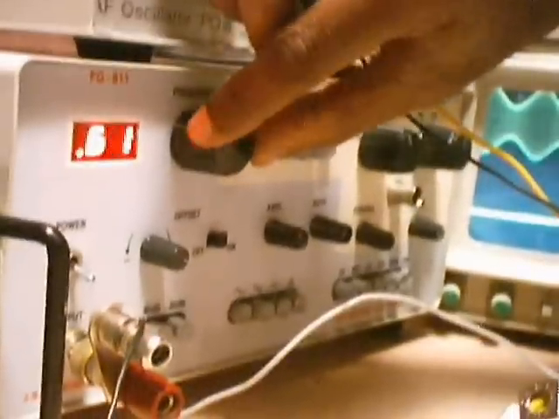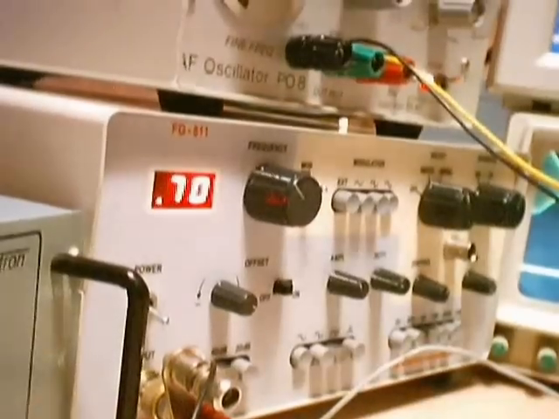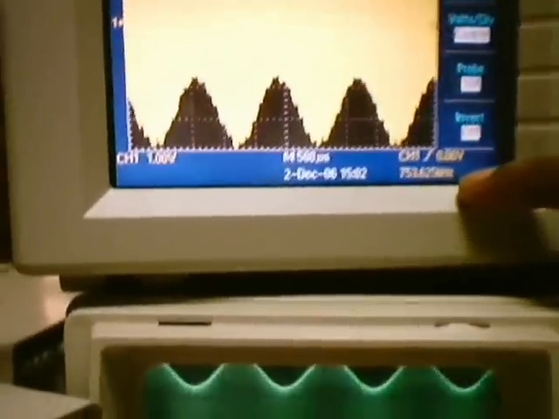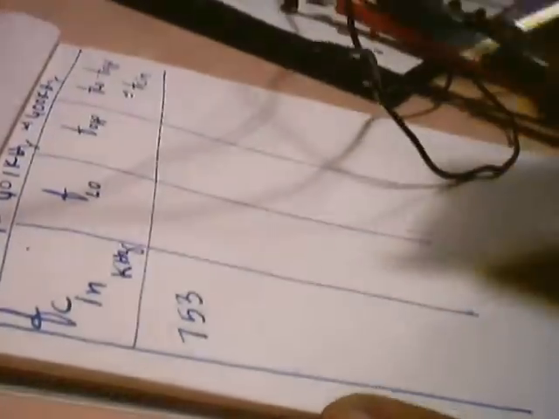Now to do down conversion, keep the carrier frequency far away from that tune frequency, which was around 400. I made it around 0.7 megahertz, exactly 700 kilohertz. But you can see from this DSO, it happens to be 753 kilohertz. So that's my first reading. So FC in happens to be 753 kilohertz. So in terms of kilohertz, we are having this as the input frequency.